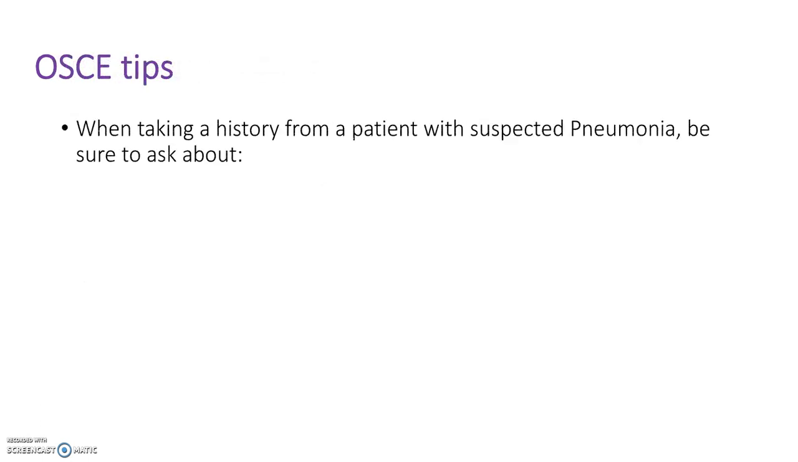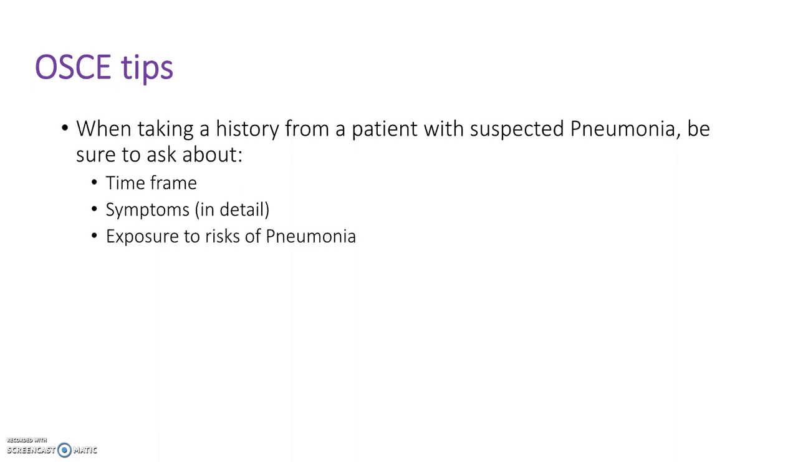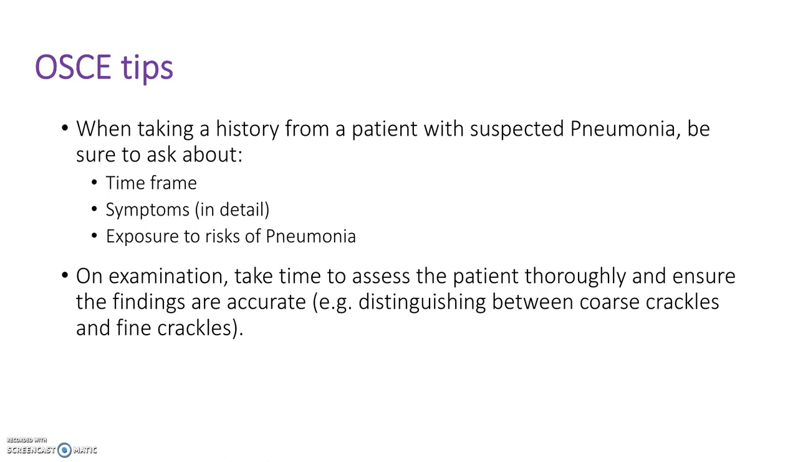OSCE tips. So bringing that all to a wrap, when thinking about a patient with pneumonia in an OSCE setting, be sure to ask about time frame and symptoms. This will help you differentiate between other common respiratory conditions. When taking the history, you should also try to ask about exposure to risks. So for example, the risk of aspiration, as previously mentioned, and also any recent travel, pets, etc. On examination, make sure you take time to assess the patient thoroughly. If there are any areas you're unsure about, it would be well worth your time making sure you are able to distinguish one sign from another.